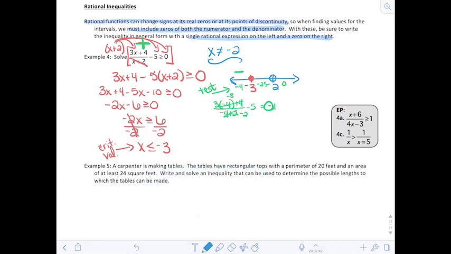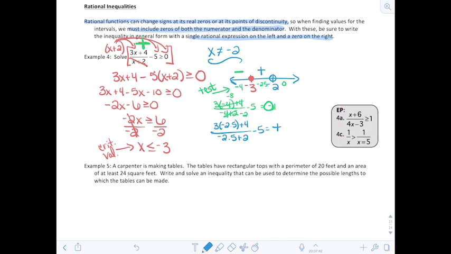Then I'm going to plug in negative 2.5. 3 times negative 2.5 plus 4 over negative 2.5 plus 2 minus 5. When I look at that, that's actually going to give me a positive value. I don't have that calculated, but I know that that's going to lead me to a positive. So in this interval from negative 3 to negative 2, I'm going to get positive values.